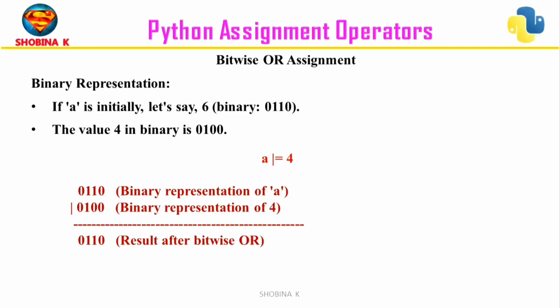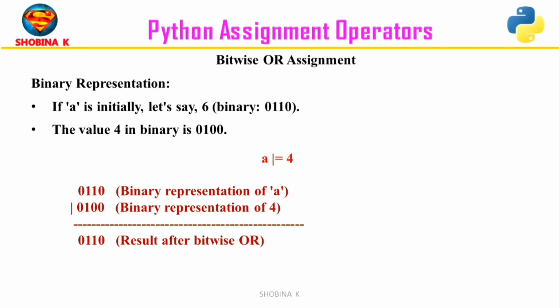Let's say A initially holds the value 6. Its binary representation is 0110. The value 4 in binary is 0100. Now perform the bitwise OR operation between the binary representation of A and 4 at each corresponding bit position. The result of the OR operation is 1 if at least one of the corresponding bits is 1.